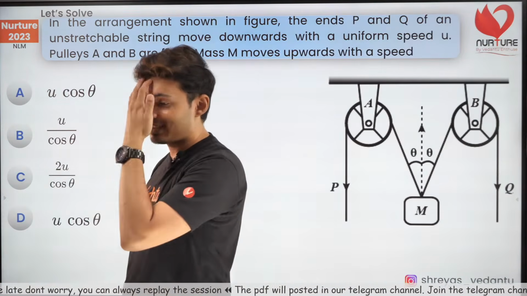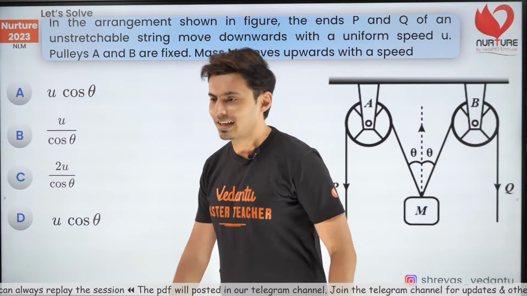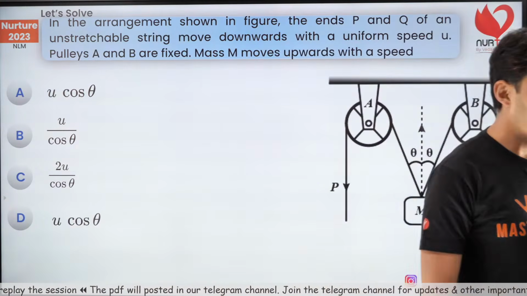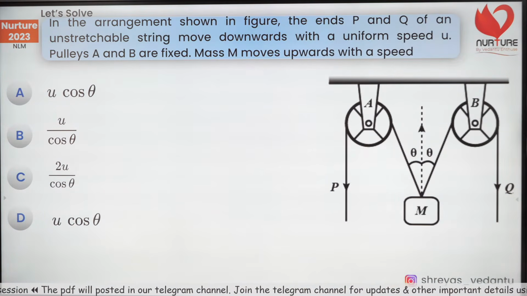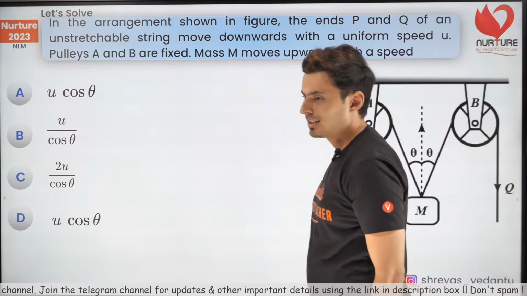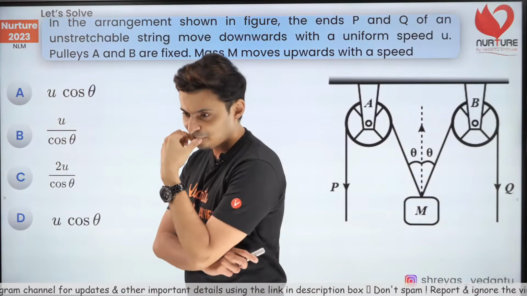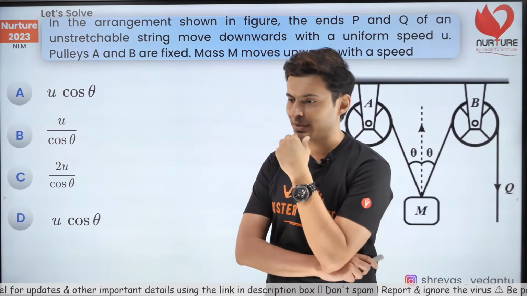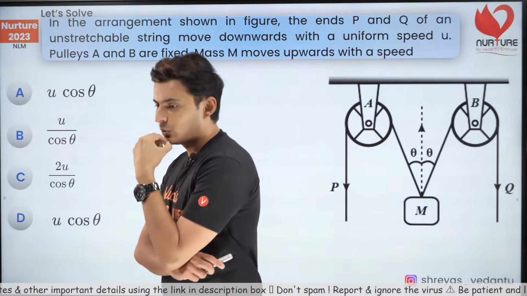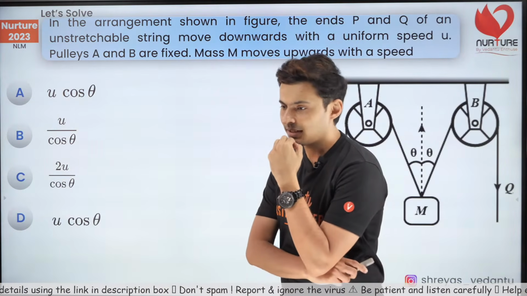Okay, let's see how many of you get this correct. I'm pretty sure many of you are going to get it wrong. Come on, my warriors, figure this out. All the 4 options are given to you. Figure out which of the options A, B, C, D is correct. Madhula is saying 2U by cos theta. Praneet is saying C. Interesting.